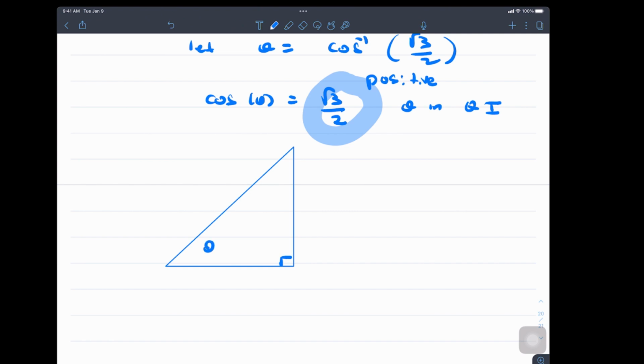So, adjacent over hypotenuse. What does that mean this is? 1. And then you go, oh, I know. This is going to be now what again? This is 1, this is 2. Oh, theta is half of what? Theta is half of 60. Right? Half of 60 is what?